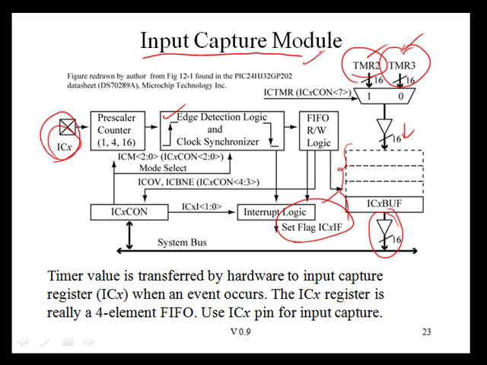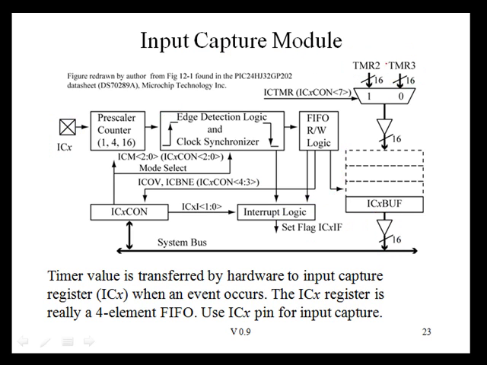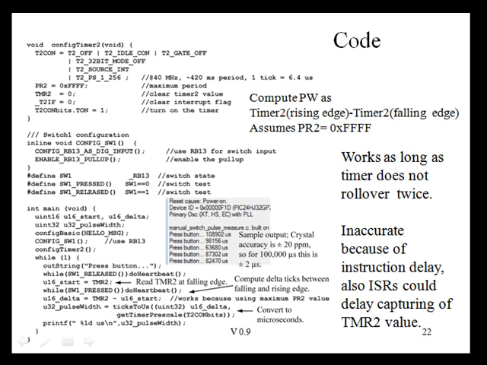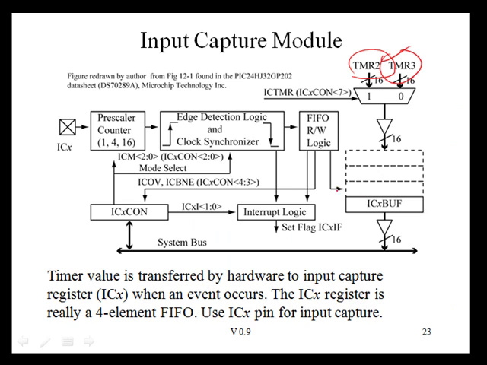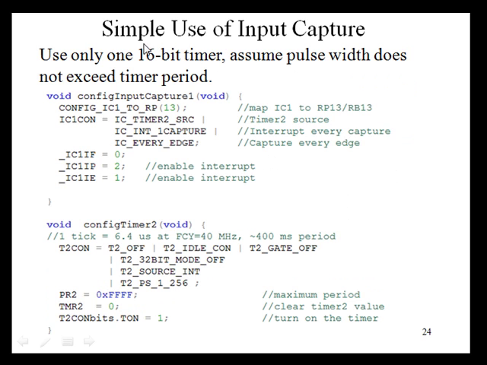The advantage of using the input capture module is that the timer 2 or timer 3 value is captured by the hardware instead of trying to record it under program control as we were doing here. So whenever a particular edge that we're looking for occurs, then that timer value will be immediately transferred with no delay into this input capture buffer. Let's look at a use of this input capture module to solve the problem that we just solved in terms of measuring the pulse width of a push button.